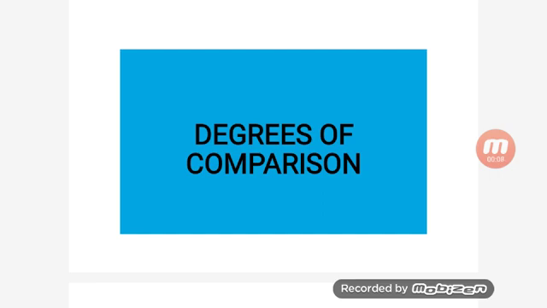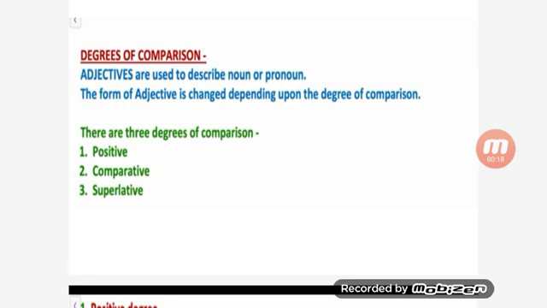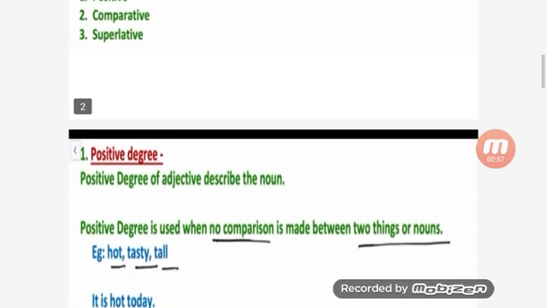Today we will discuss adjectives, degrees of comparison. So, shall we start? Degrees of comparison. Adjectives are used to describe a noun or pronoun. The form of the adjective is changed depending upon the degree of comparison. It means adjectives tell us something more about a noun. We may even compare one thing with one or more than one thing. Adjectives help us in comparing persons and things, and we have three degrees of comparison: positive degree, comparative degree, and superlative degree.